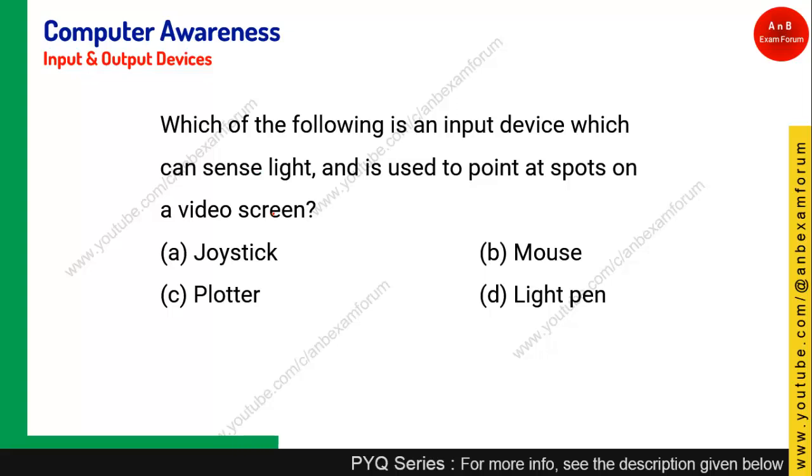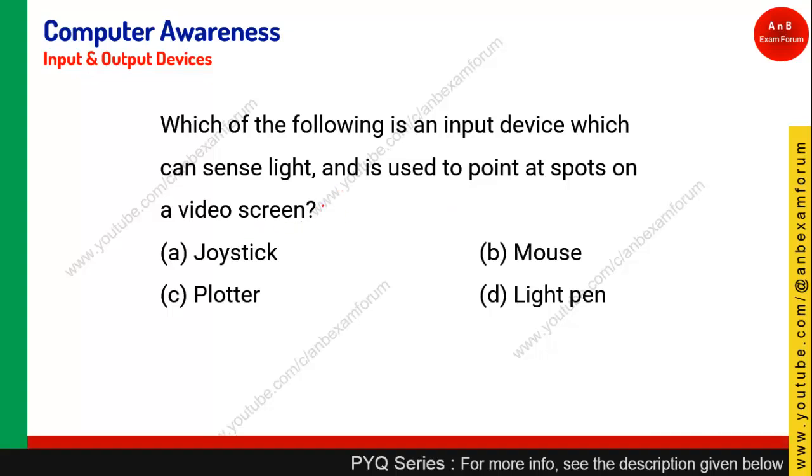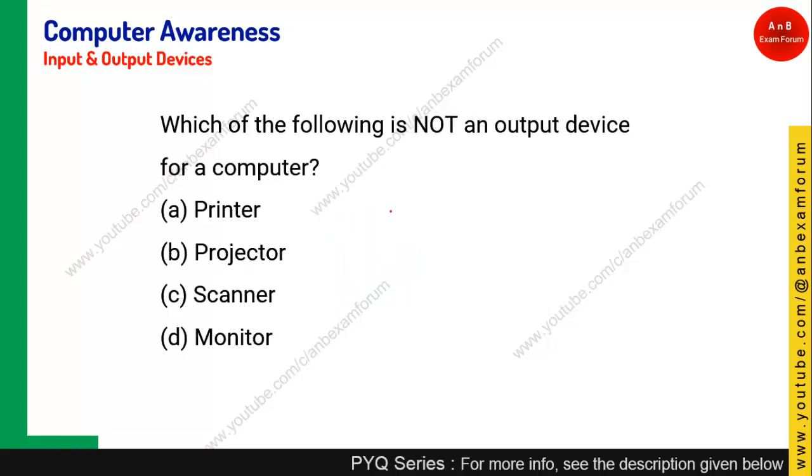Coming to the next question, which of the following is an input device which can sense the light and is used to point at a spot on the video screen? So nowadays we have touch screen. So what is that? You have a touch panel and you have one device there. So he is asking what is that input device name. This is called a light pen. It emits the light, it goes back, so it is used to determine the point at which it is currently referencing. So option D is the right answer.